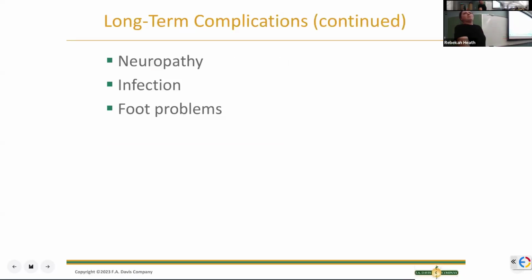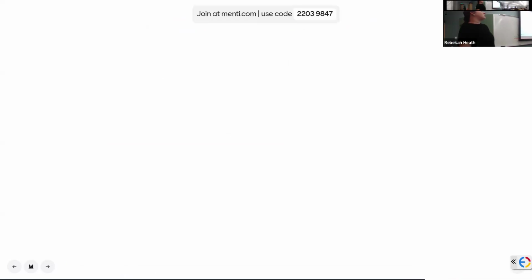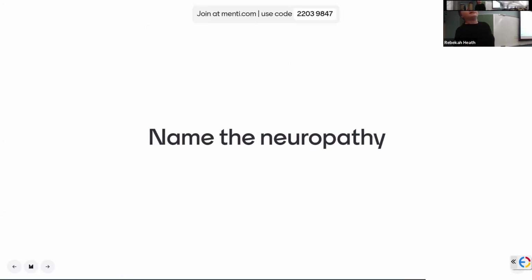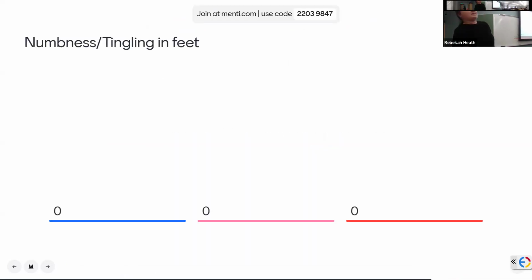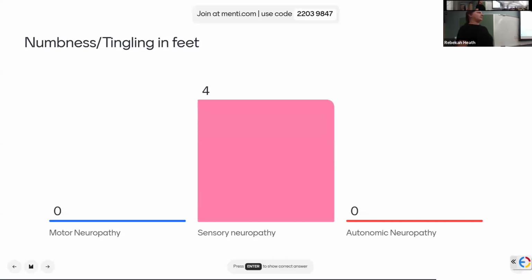Neuropathy, infection, and foot problems. Those are going to be the three biggest issues that you guys are going to see with our long-term complications. So let's play a little game called Name That Neuropathy. If you have somebody who has numbness and tingling in their feet, is that motor neuropathy, sensory neuropathy, or autonomic neuropathy?